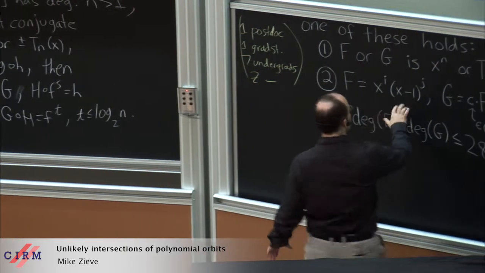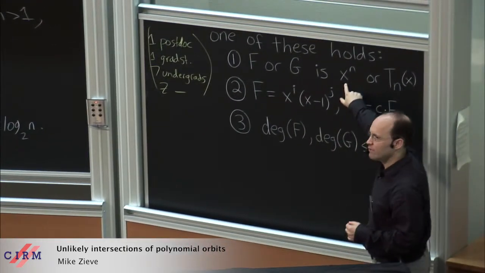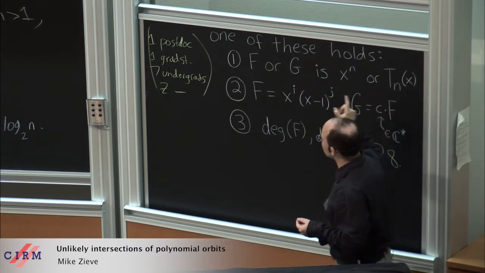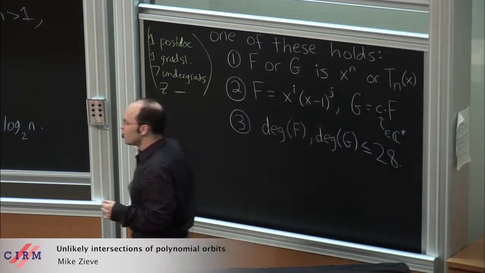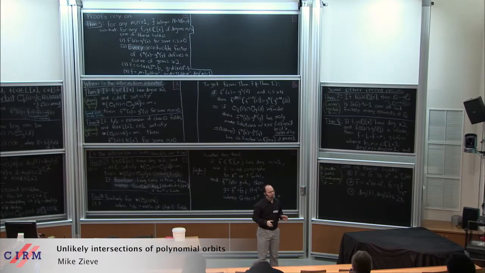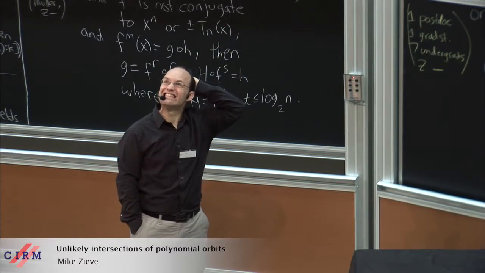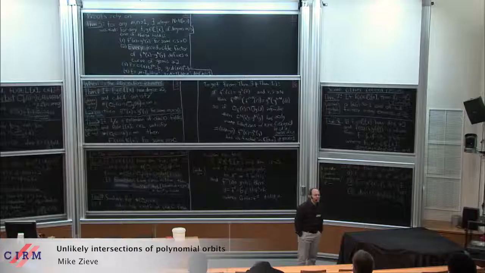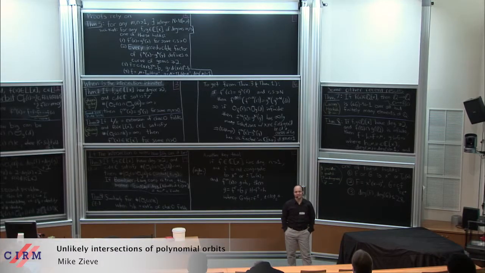And I can even say more. If it's x to the n, we explicitly know the other one. If it's Chebyshev, the other one is a solution of some polynomial Pell equation, and we can say a lot about the solutions. But over Q, if we assume some conjectures, we can just explicitly describe everything over Q.